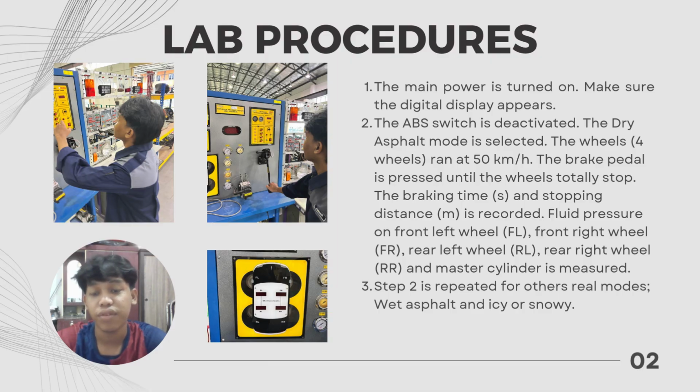Fluid pressure on front left wheel, front right wheel, rear left wheel, rear right wheel, and master cylinders is measured. The third step, step 2 is repeated for other road modes such as wet asphalt and icy or snowy. As you can see, the picture on the left is how you conduct the lab and all the steps that I read.